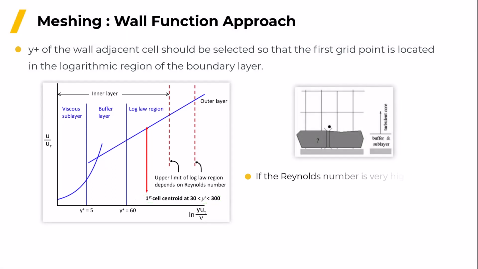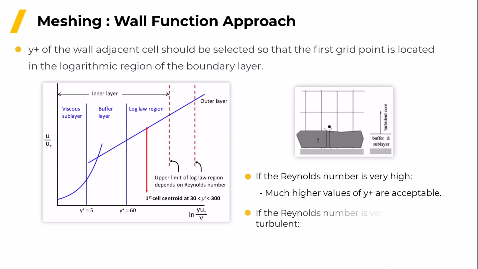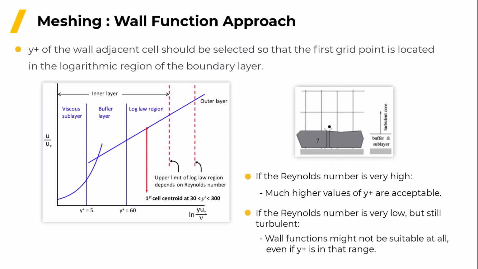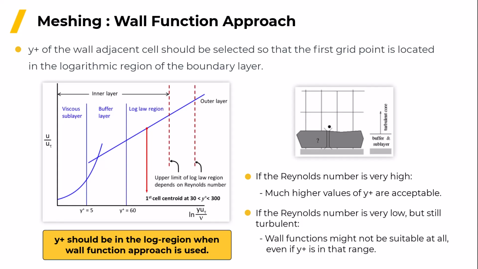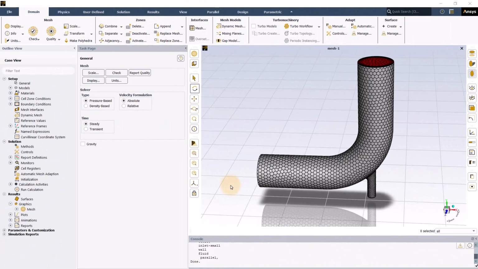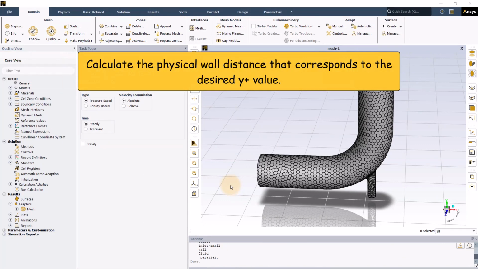If the Reynolds number is very high, like in an atmospheric boundary layer flow, much higher values of Y+ are acceptable, while at the other end of the spectrum, if the Reynolds number is very low, but still turbulent, wall functions might not be suitable at all, even if Y+ is in that range. So whenever you see this recommendation for Y+ and wall functions, please remember that it's not an absolute requirement. It's just an approximate guideline that works for many flows, but certainly not for all flows. What is important is for Y+ to be in the logarithmic region. When you create your mesh, you'll have to calculate the physical wall distance that corresponds to the value of Y+ that you want to use.